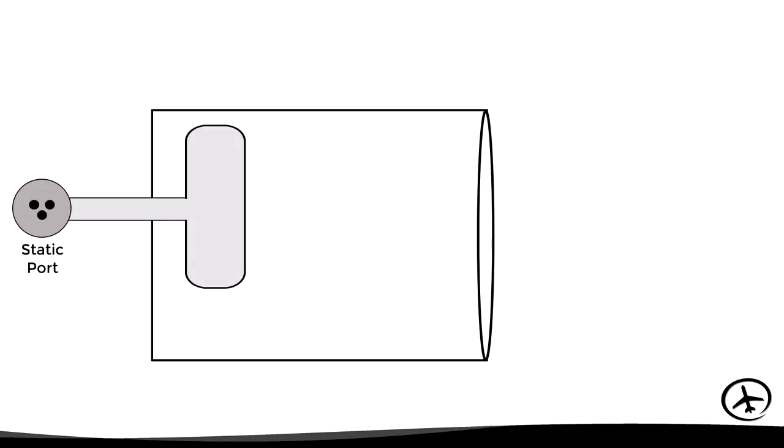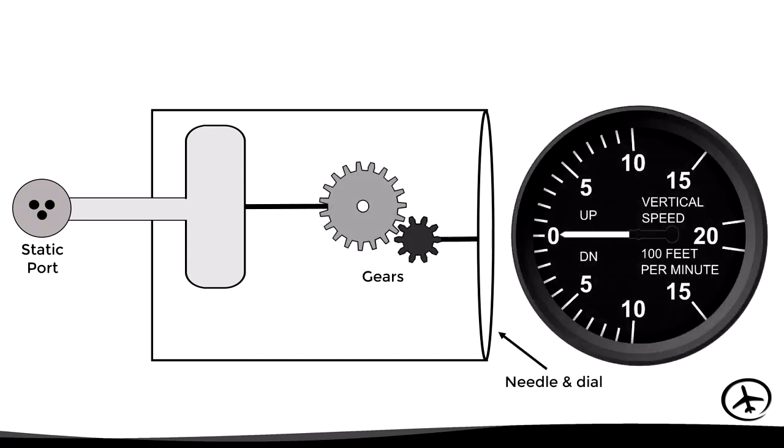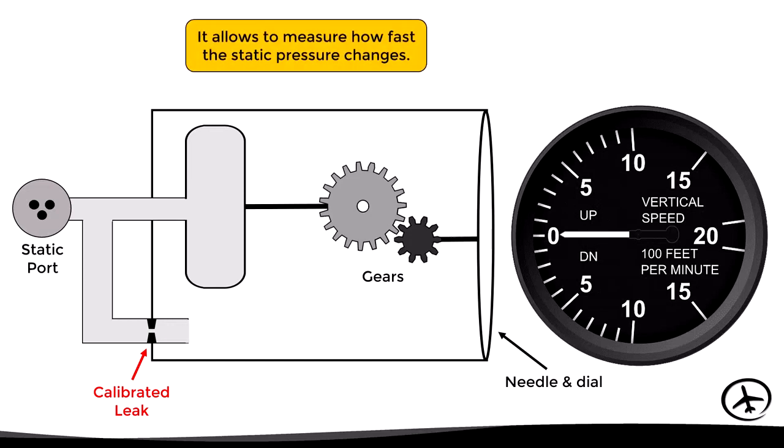Well, the static port is directly connected to an elastic capsule inside the instrument case, which in turn is connected to gears that move the needle in the dial. Now, a second static line is connected to the instrument case, however it incorporates a calibrated leak, which causes the pressure changes in the instrument case to be more gradual. This way, it is possible to measure how fast the static pressure is changing. Let's see how by means of this example.